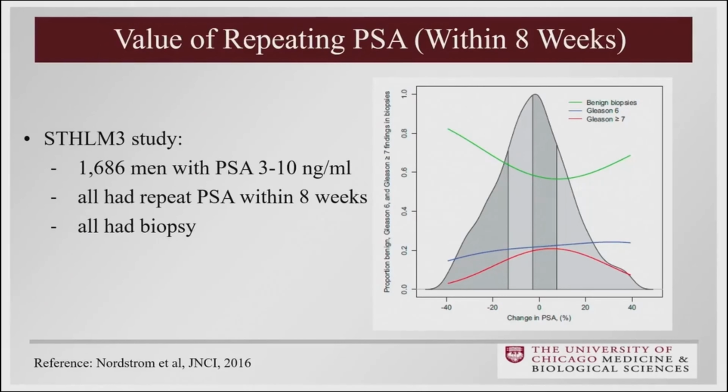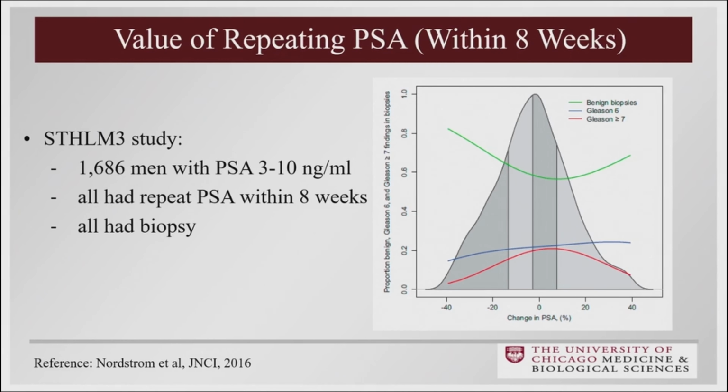This is another way of looking at it. This is out of Sweden, 1,600 men, and they just repeated it 8 weeks later. I'll take you through this slide. The gray distribution is the change in PSA over 2 months. What we're trying to find are the people on the red line there. That's grade group 2 or higher.